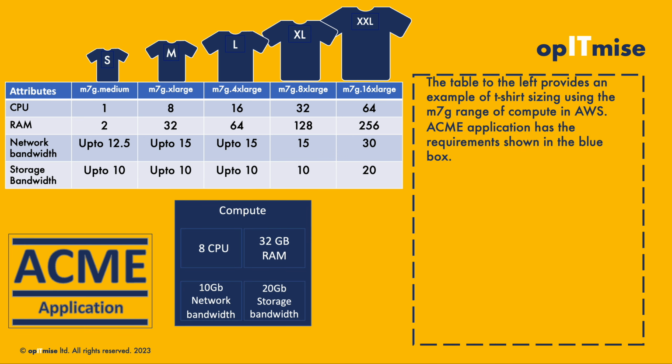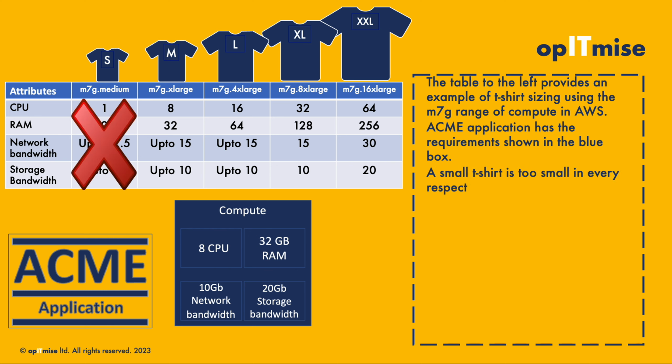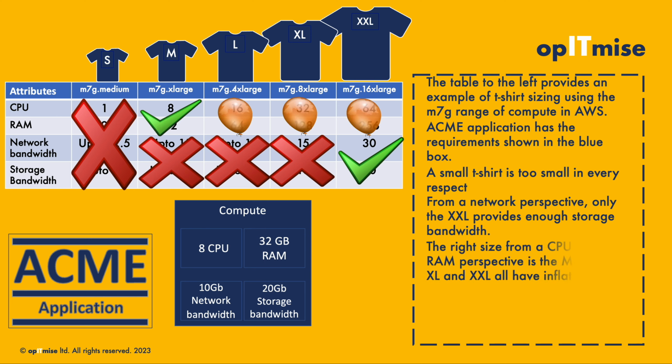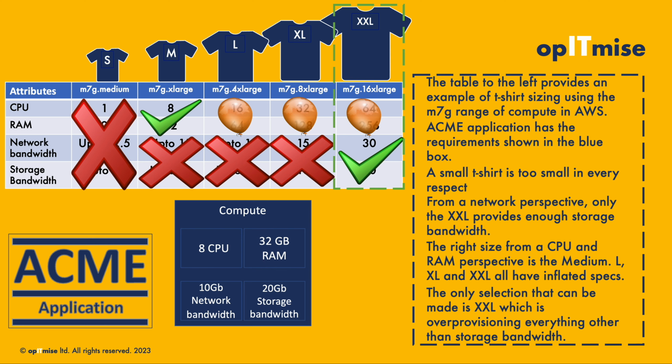Acme application has the requirements shown in the blue box. Therefore, a small t-shirt size is too small in every respect. From a network perspective, only the XXL provides enough storage bandwidth. The right size from a CPU and RAM perspective is the medium machine type. Large, extra large, and XXL all have inflated specifications. However, the only selection that can be made is XXL, which is over provisioning everything other than the storage bandwidth.